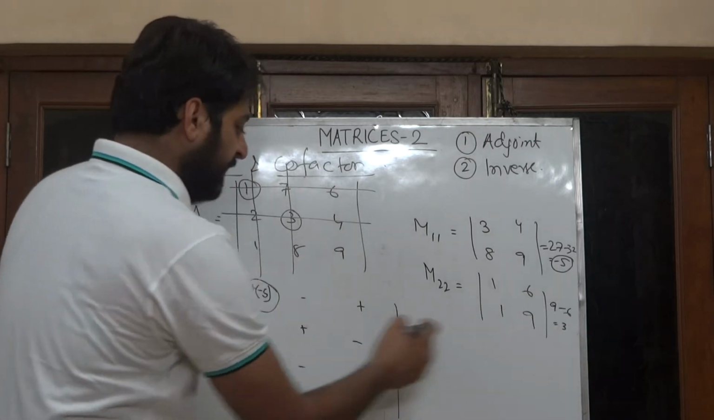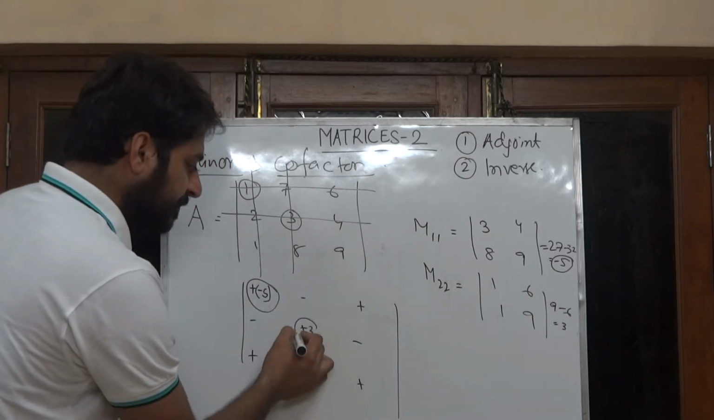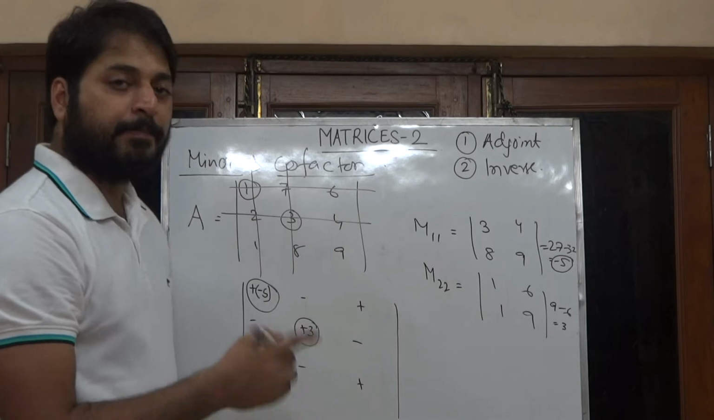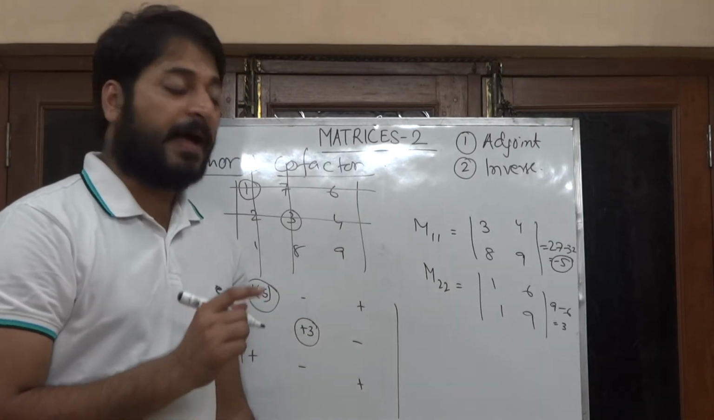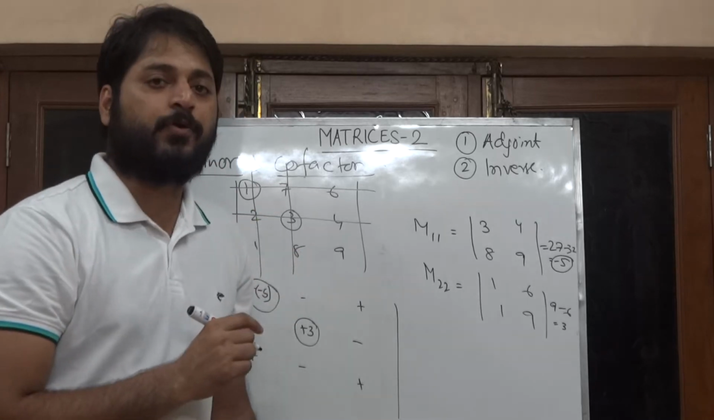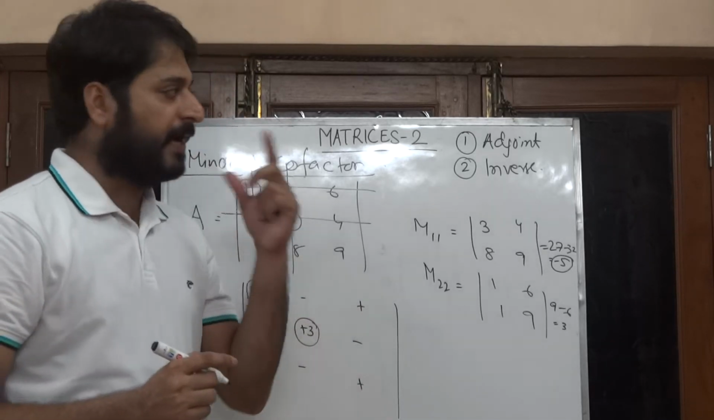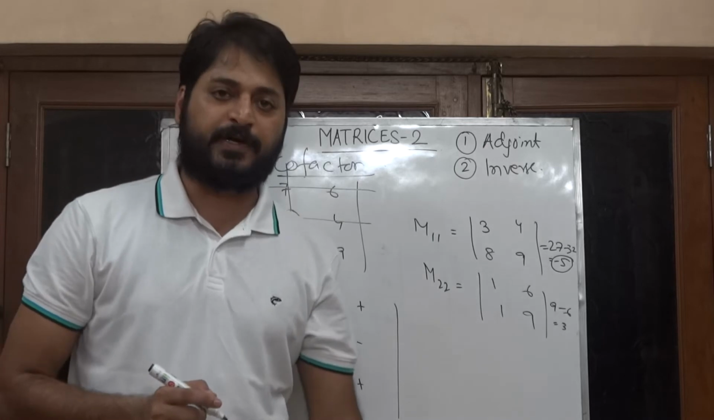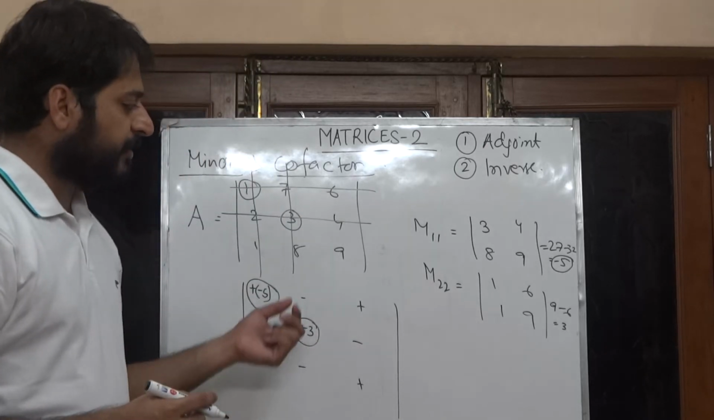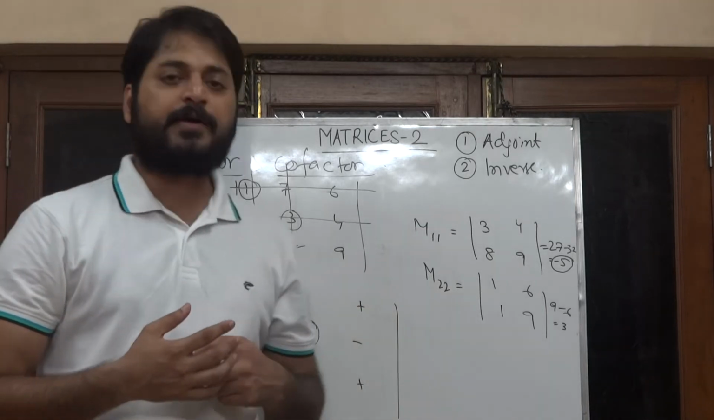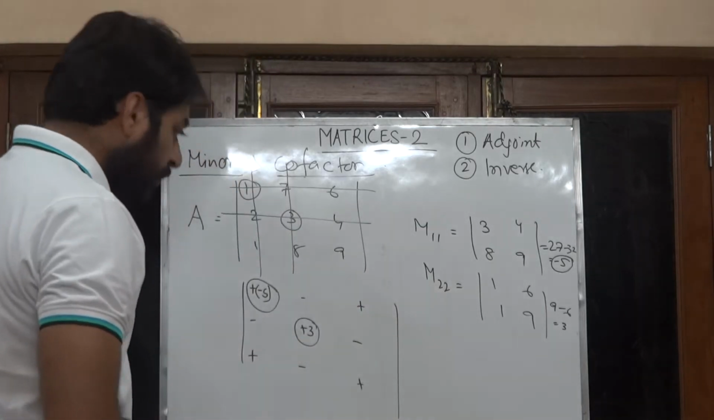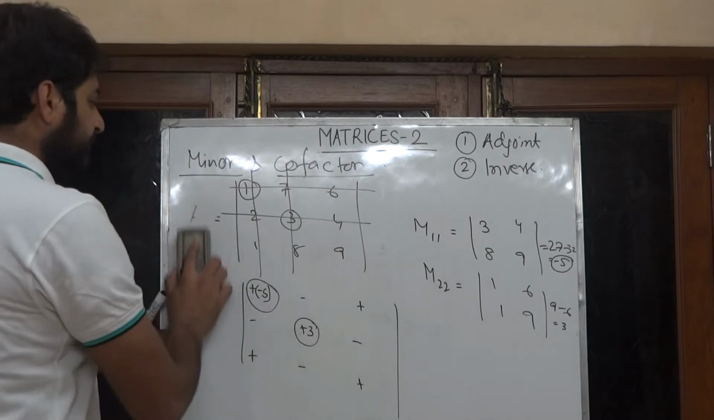M22, though it is 3, if I put here 3, this plus 3 is the complete cofactor. So minor with sign is known as the cofactor. You must keep this in your mind while understanding the adjoint and inverse. It's just a very small knowledge which I want to give you before I proceed with the adjoint. Now, what is adjoint?